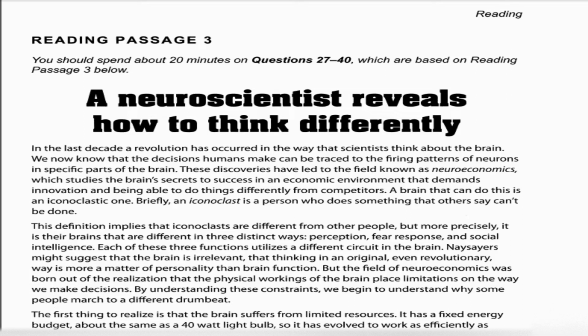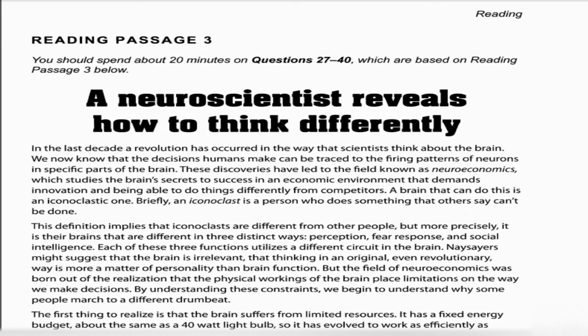Let's look at an academic reading passage. A neuroscientist reveals how to think differently. Well, that sounds interesting. The first thing I will do is read the first paragraph. And as I'm reading it, think about what is the key word, or maybe there are two key words that show the main idea of this introductory paragraph. So let me start reading.